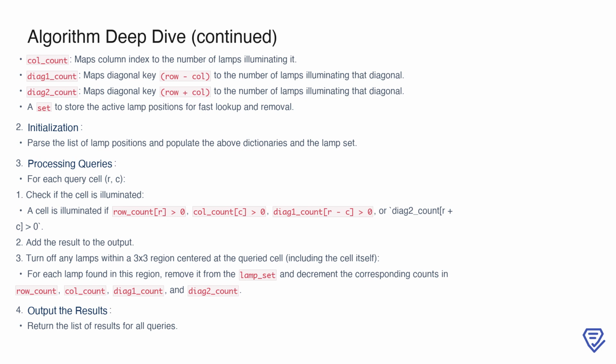When processing a query for a cell at position (r, c), we check if it is illuminated by verifying whether its row, column, or either diagonal has active lamps. If the cell is illuminated, we record the result. Then, we deactivate lamps in the 3x3 region centered around the queried cell, updating the dictionaries and removing the lamps from the set. Finally, we return the results for all queries.